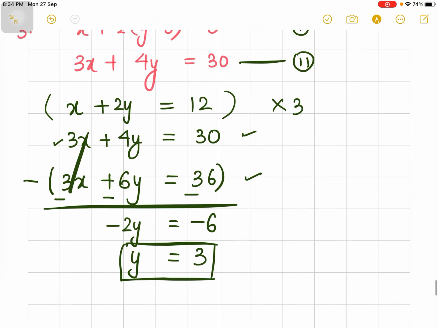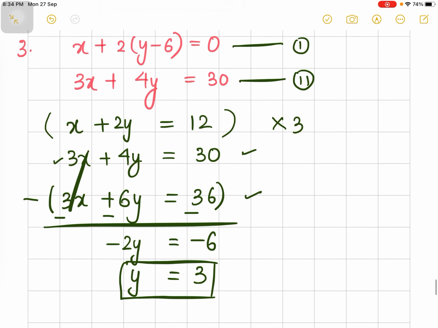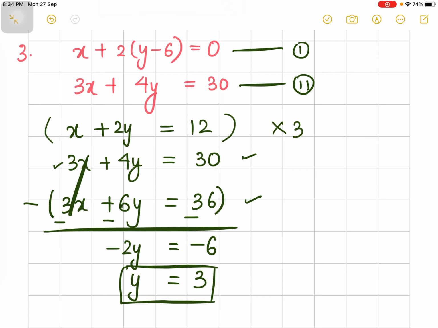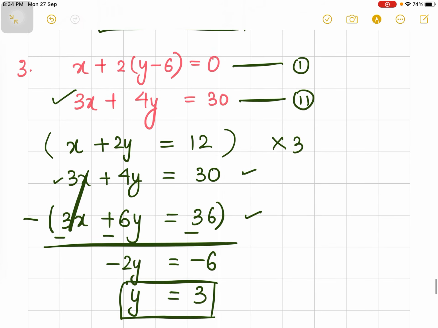That's one of your answers. Yeah, we have some space here. And put this into the second equation. Let's see what happens. 3 times x plus 4y. So 3 times x plus 4y is equal to 30. That was the second equation.